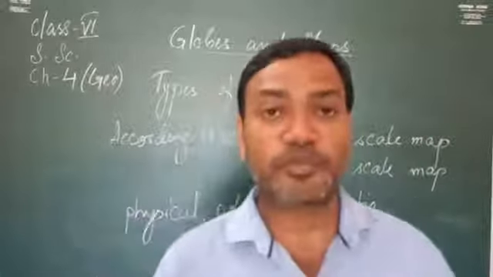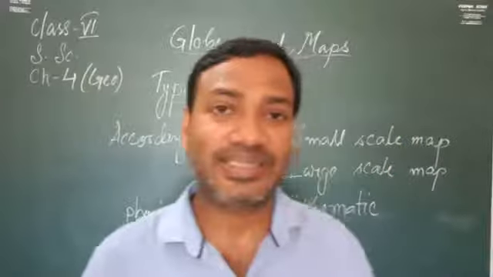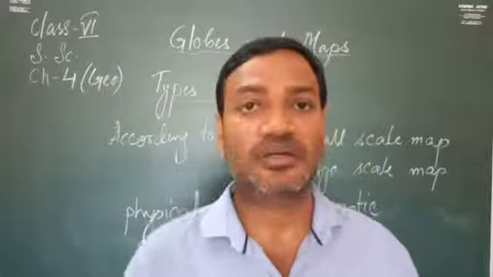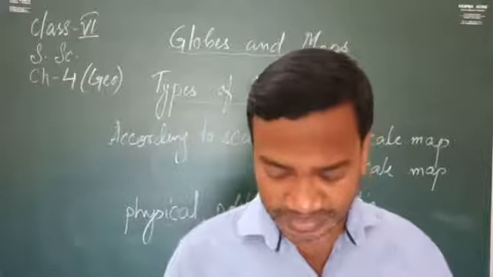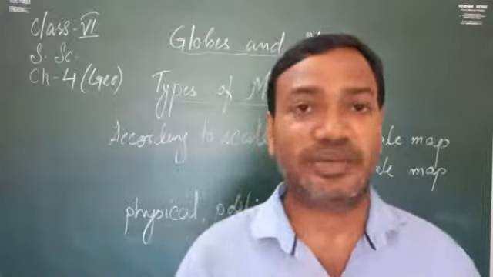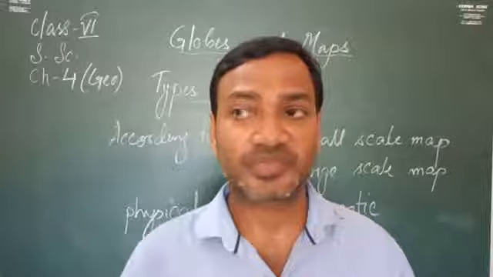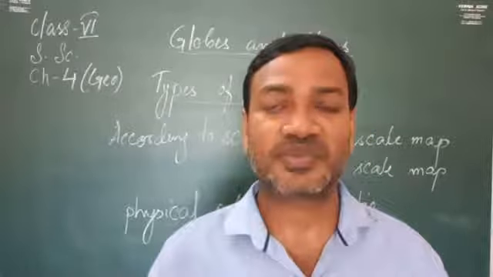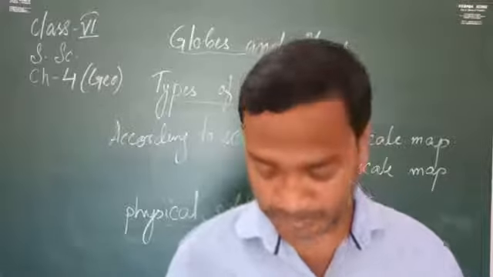There are three main components of maps. Three main things are there on the map: distance, direction and the conventional signs or symbols. These are the three main things on a map. If we do not know them, it is very difficult to read the map.